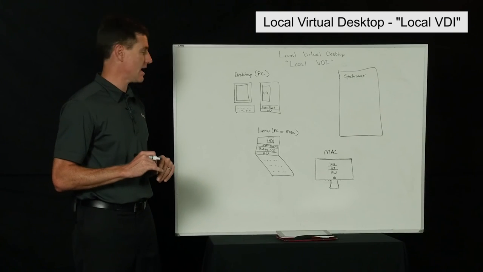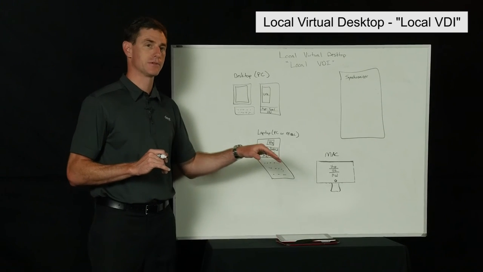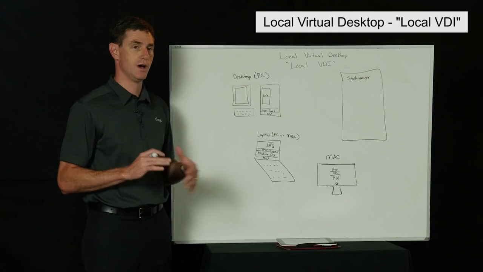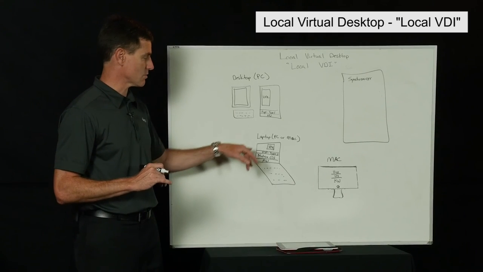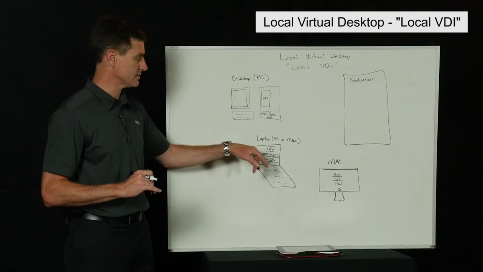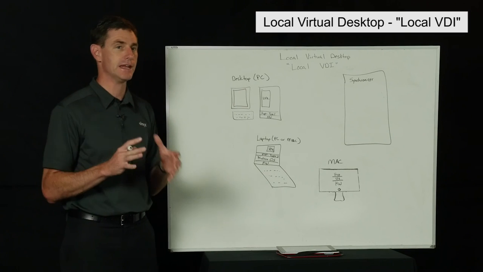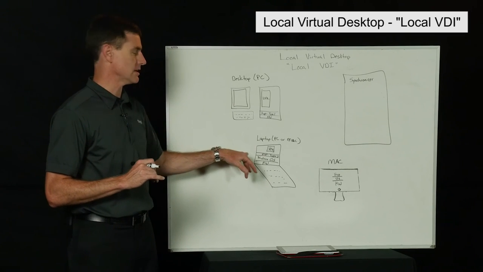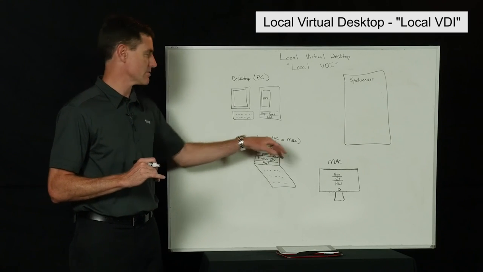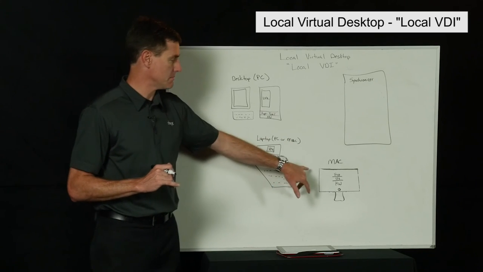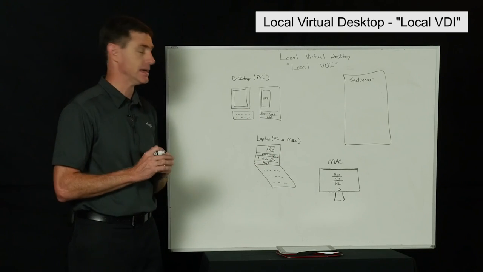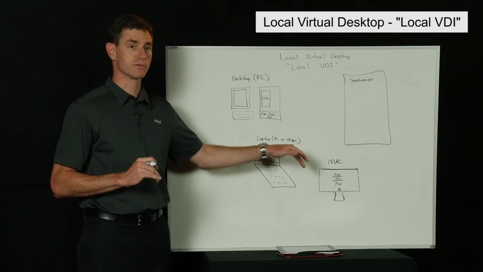Now you can also do that with other types of hardware as well, where you'd leverage a Type 2 hypervisor, where the operating system runs inside a VM on top of a Type 2 hypervisor on top of the native operating system. For example, BYOD type laptops, whether it's a PC or a Mac, where you want to run on top of the native OS a virtual machine, a Windows virtual machine.